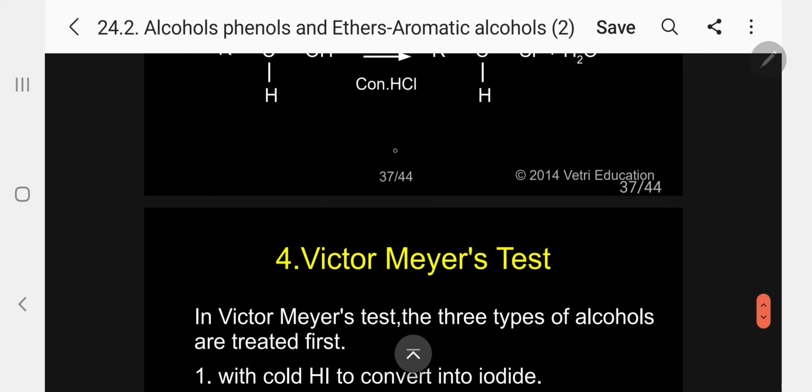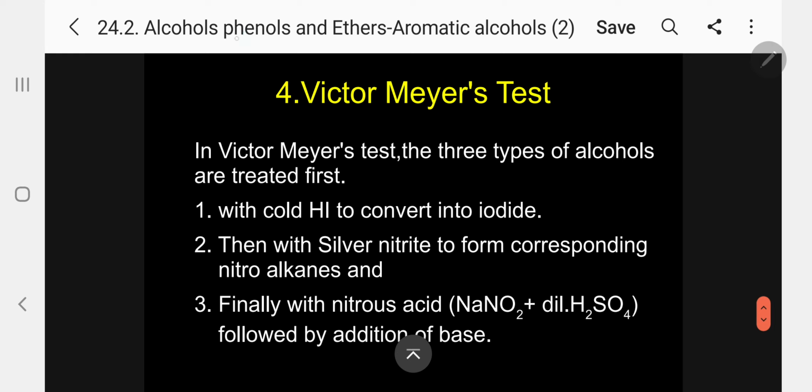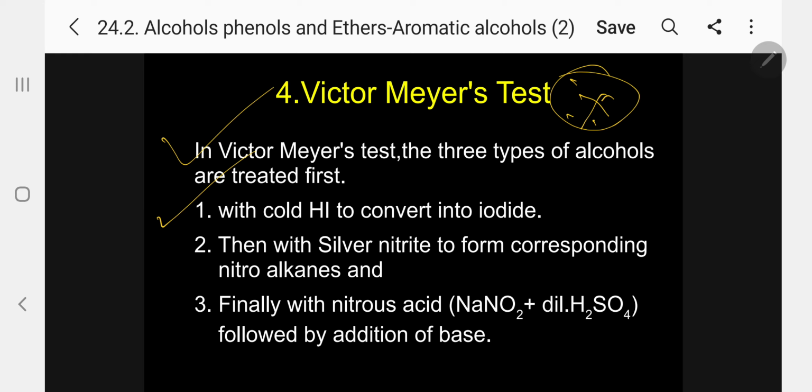Kindly follow. The fourth one is the Victor Meyer test. This is the most important test. Easily we can differentiate with it. In the Victor Meyer test, the three types of alcohol are treated first with conc. HI to convert into iodide, first step. Then with silver nitrite to form the corresponding nitroalkane. Third, finally with nitrous acid, that is sodium nitrite and dilute sulfuric acid, followed by addition of base, KOH.